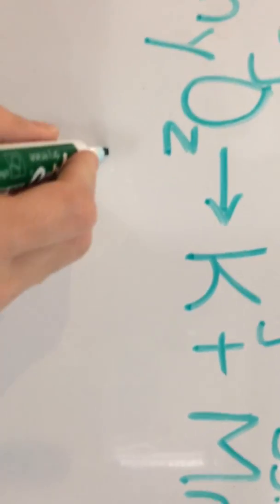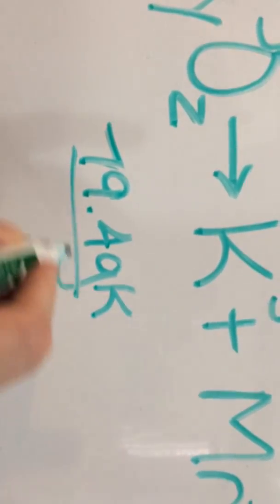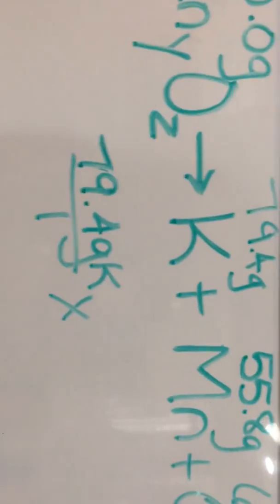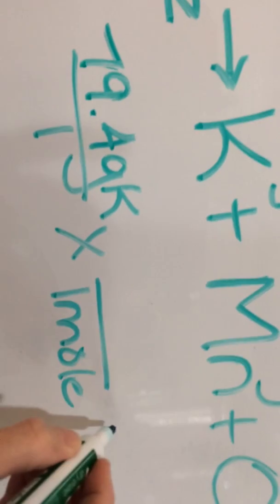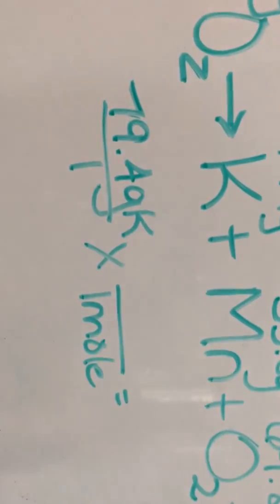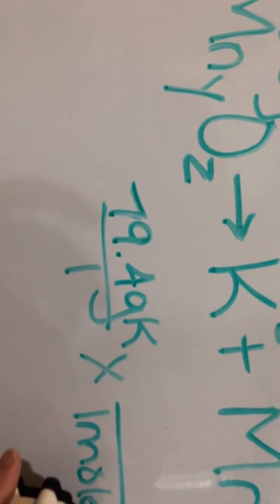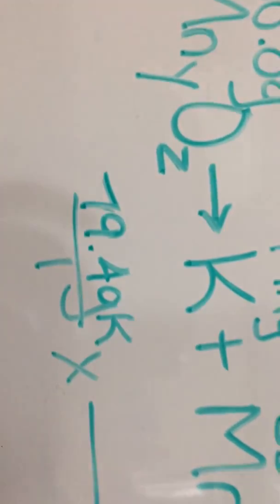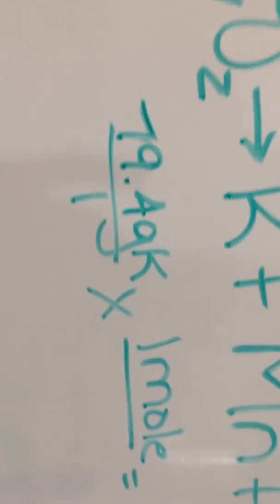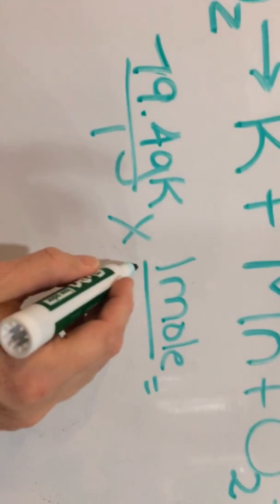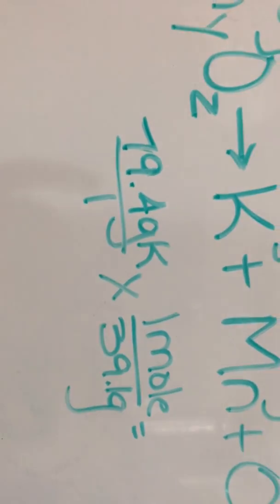I have 79.4 grams of potassium. Now, how much is 1 mole of potassium? Look at your periodic chart. You should be able to know by looking at that. I'm sorry, I wrote that in the wrong place. 1 mole here. Remember, they always have to be opposite of each other, and it is 39.1 grams.